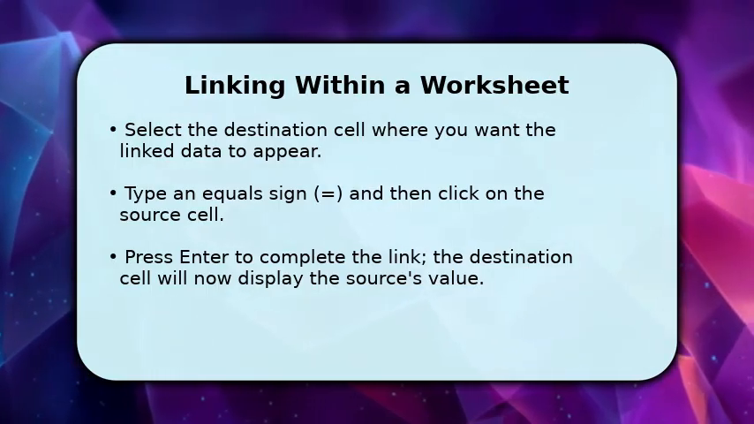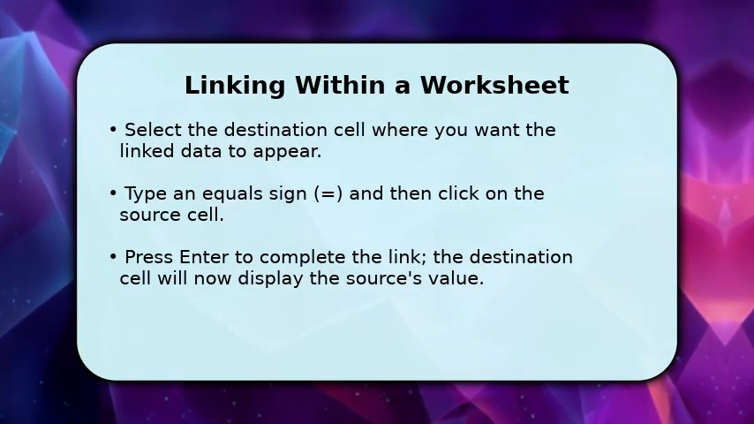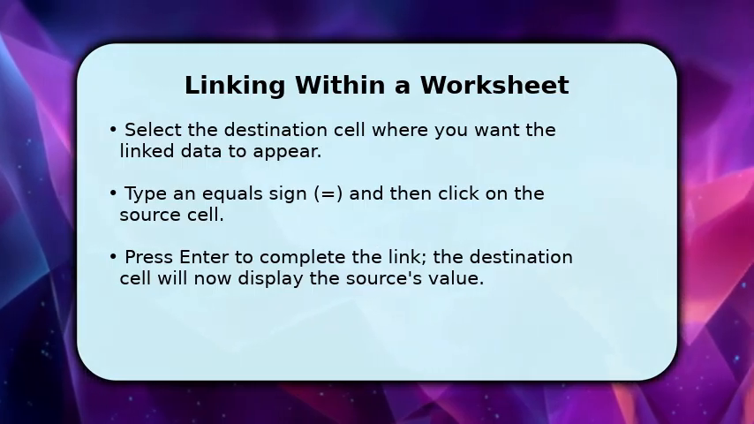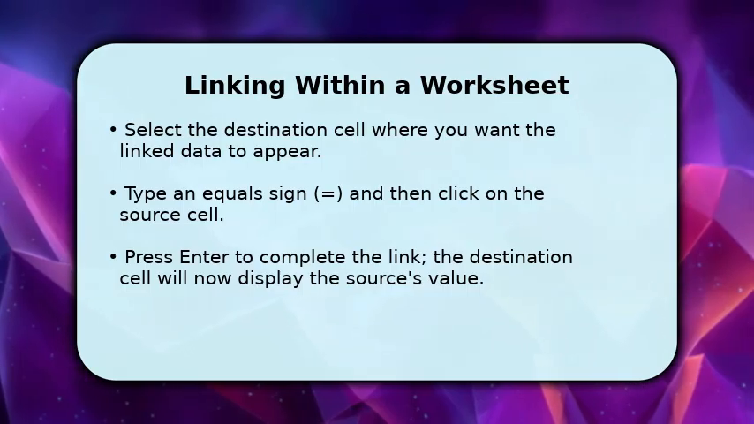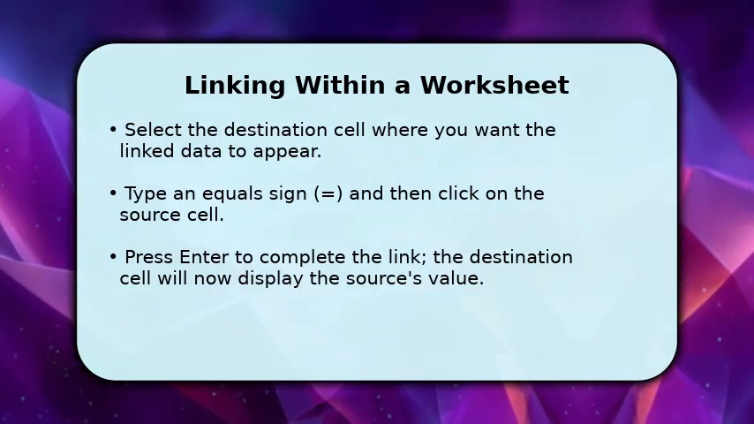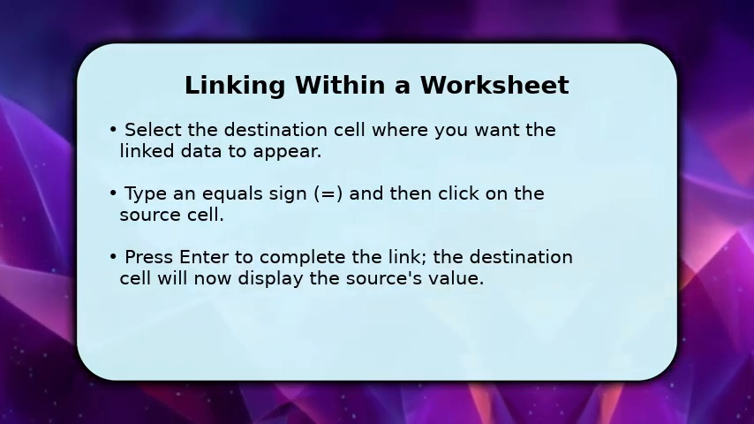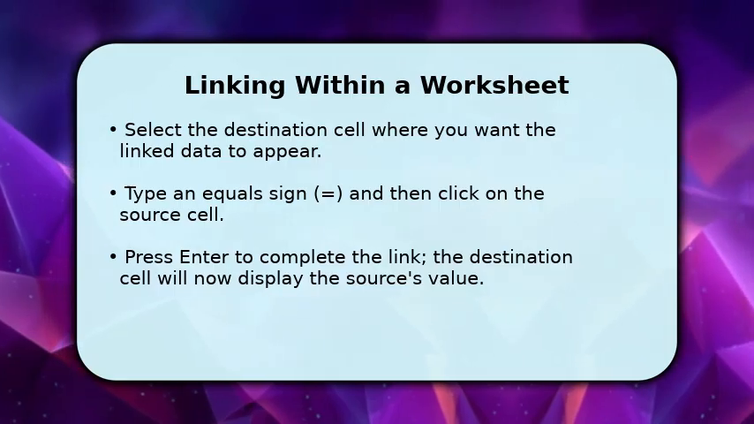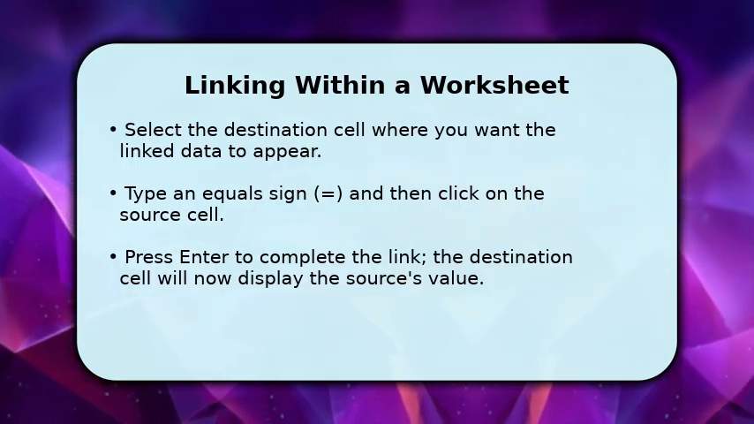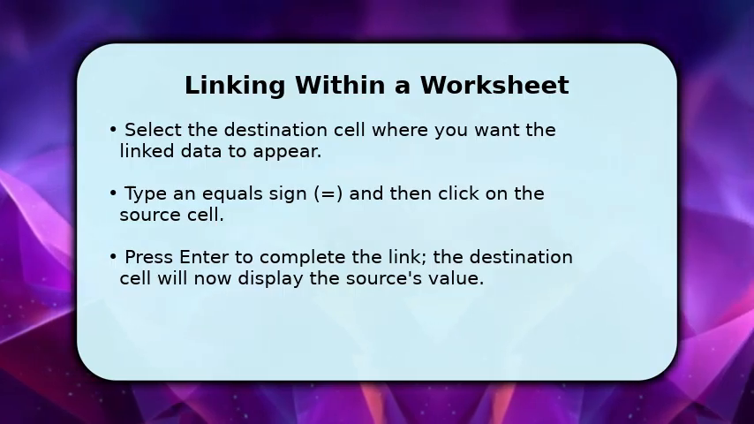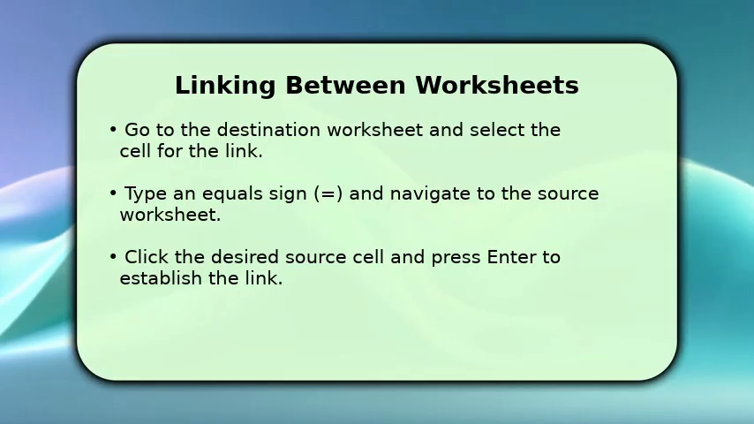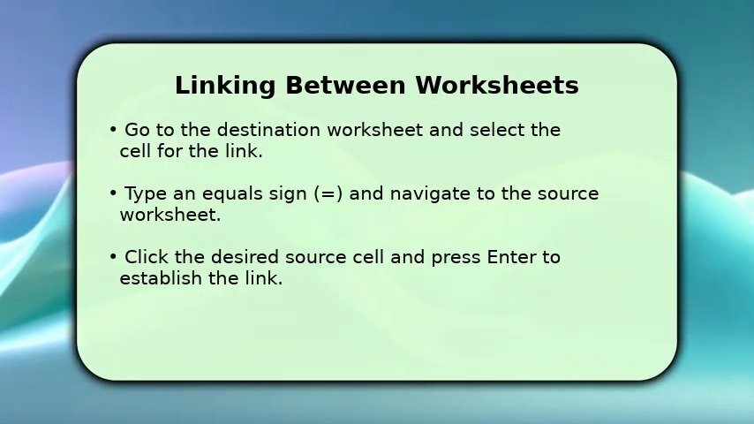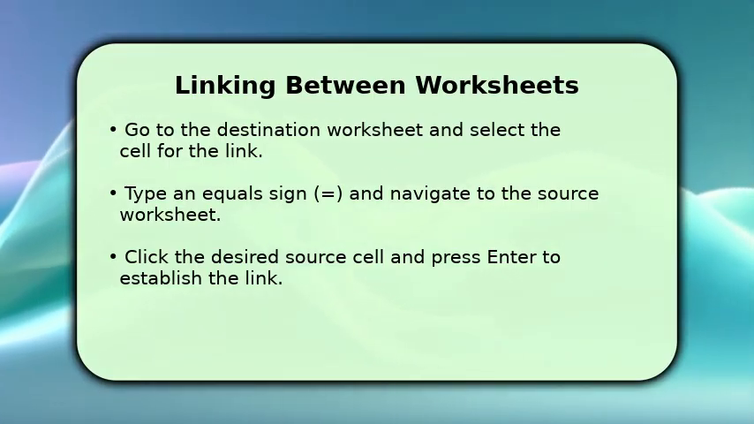Linking cells within the same worksheet is straightforward. First, navigate to the cell where you want the linked data to appear. Next, type an equals sign, which tells Excel you're entering a formula. Then, simply click on the source cell containing the data you wish to link. Finally, press Enter, and the destination cell will instantly display the value from your chosen source cell, updating automatically with any changes.